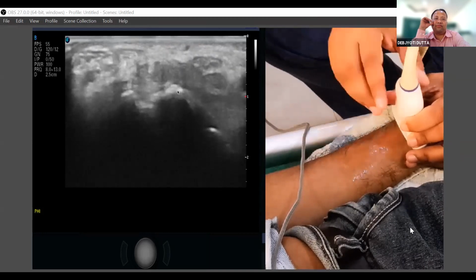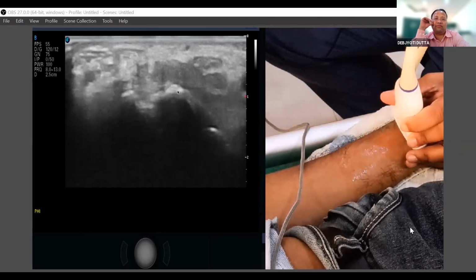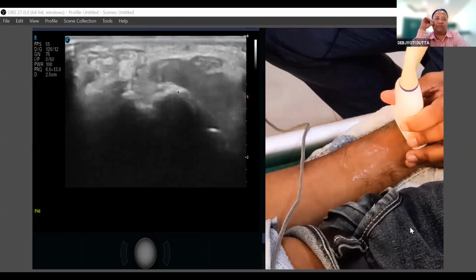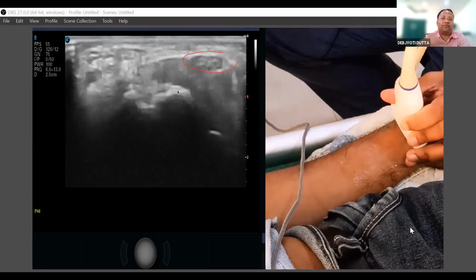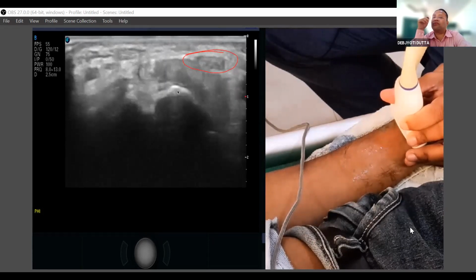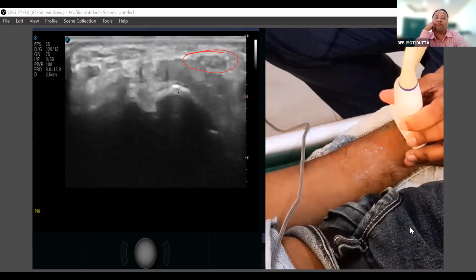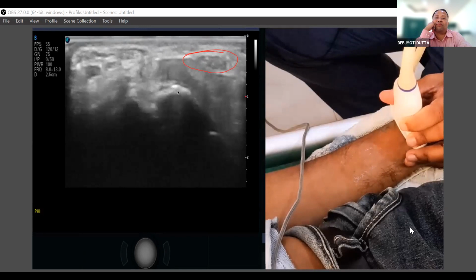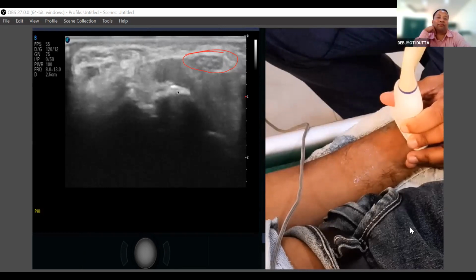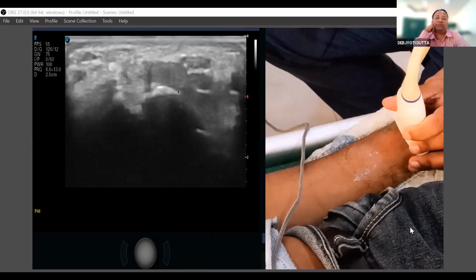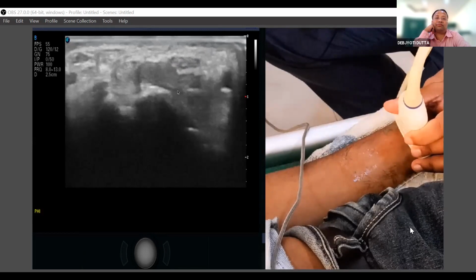Now, as I have told, ask the patient to move the fingers. Now see, all the structures are moving, but not the median nerve. Clear? Can you see the flexor digitorum longus and superficialis tendons are moving, but not the median nerve? Yes, sir. Fine. So you can see each and every tendon clearly and distinctly.